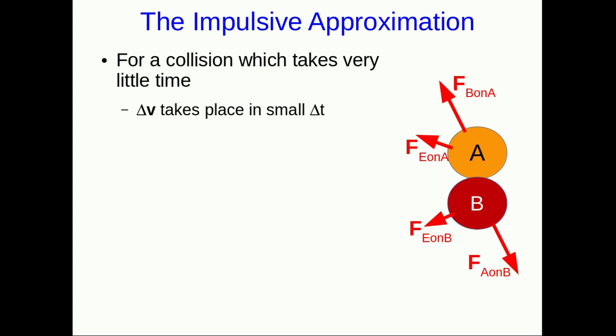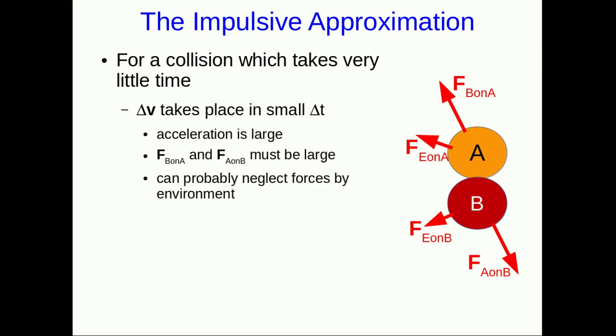Now, very few collisions are really isolated, because there are always forces due to the environment in everyday sorts of collisions. But there's an approximation we can very often make, and we've just talked about it with the cars. For any collision which takes place in a very short time, the change in velocity of the two objects is going to take place in a very small time period. And that tells us that their accelerations are large. And those accelerations are largely going to be because of the forces that the objects exert on each other.